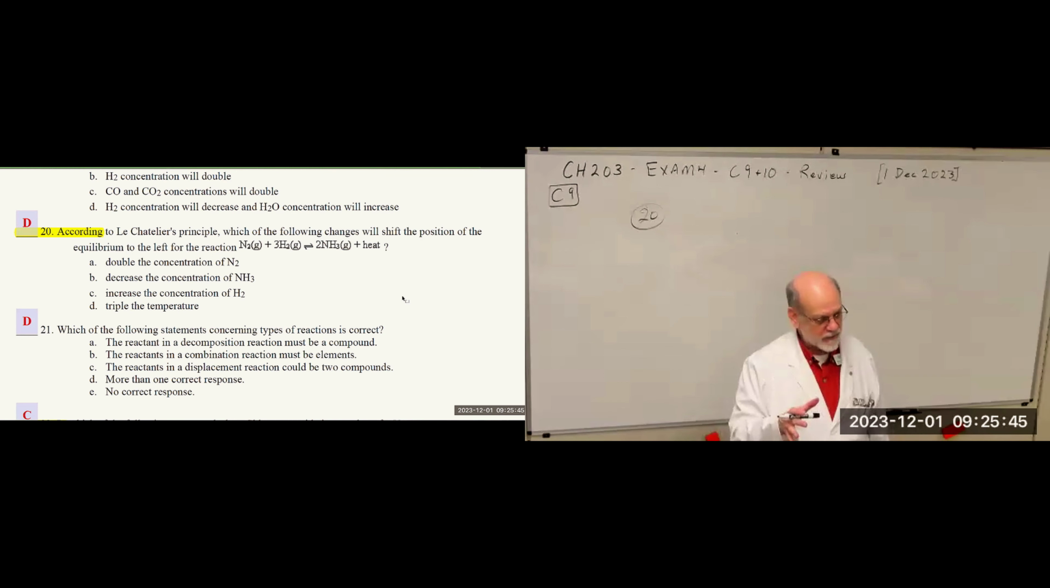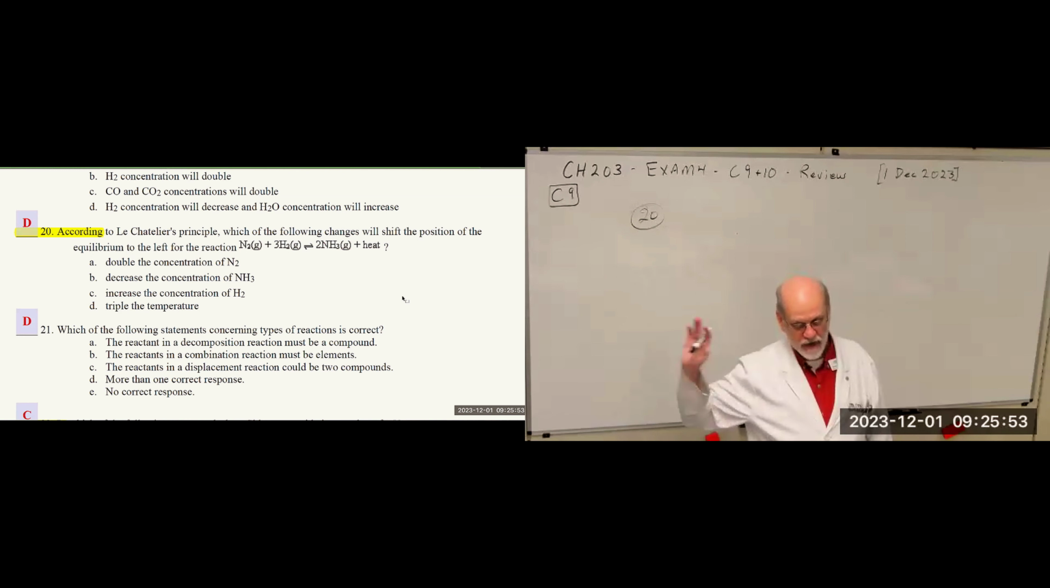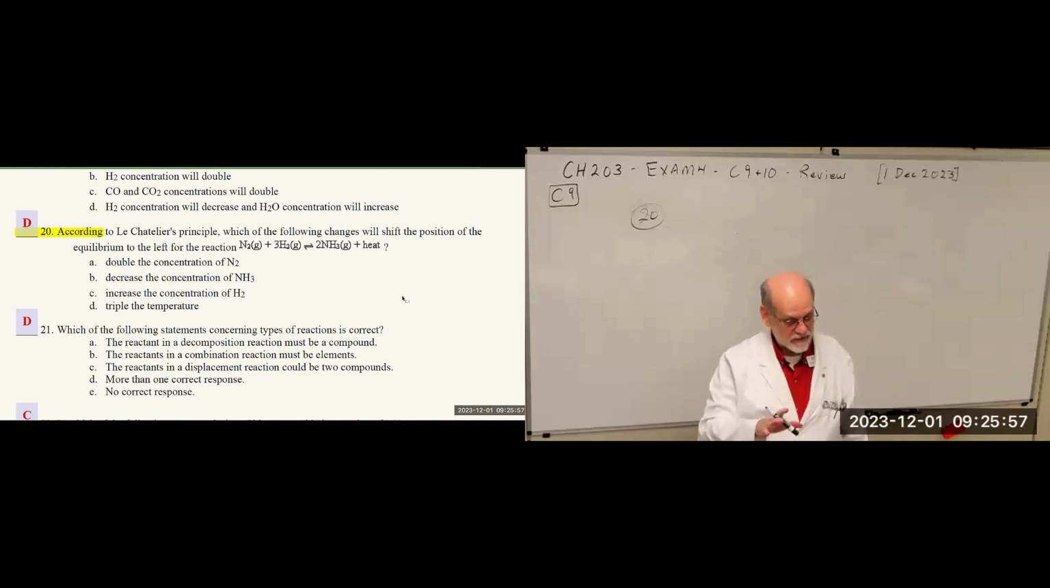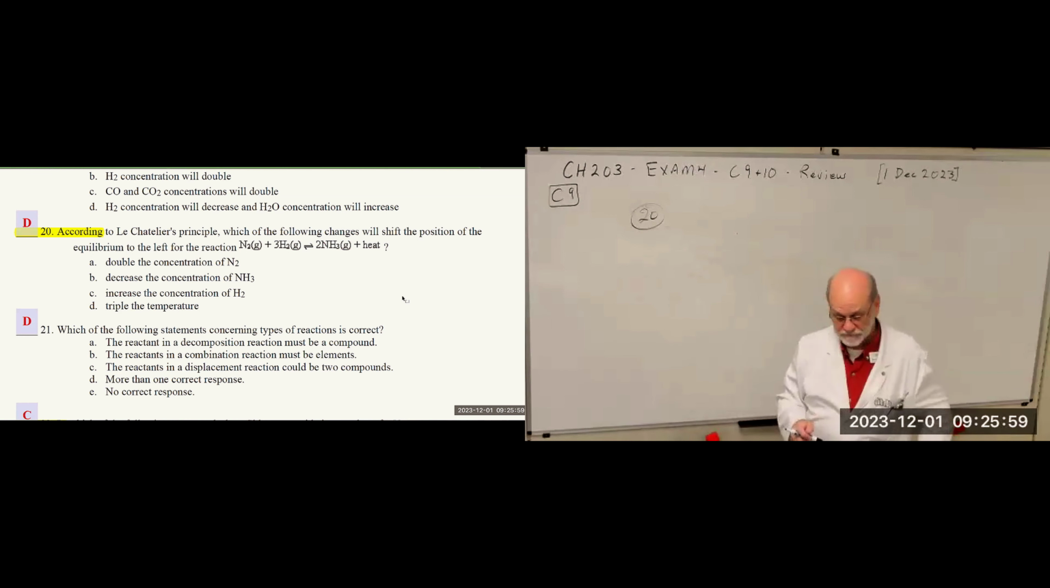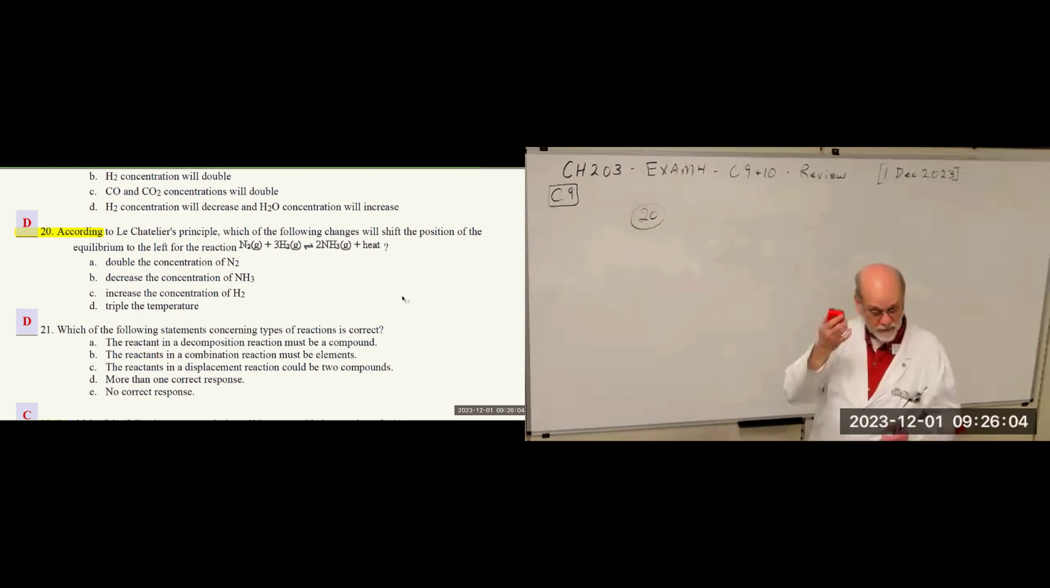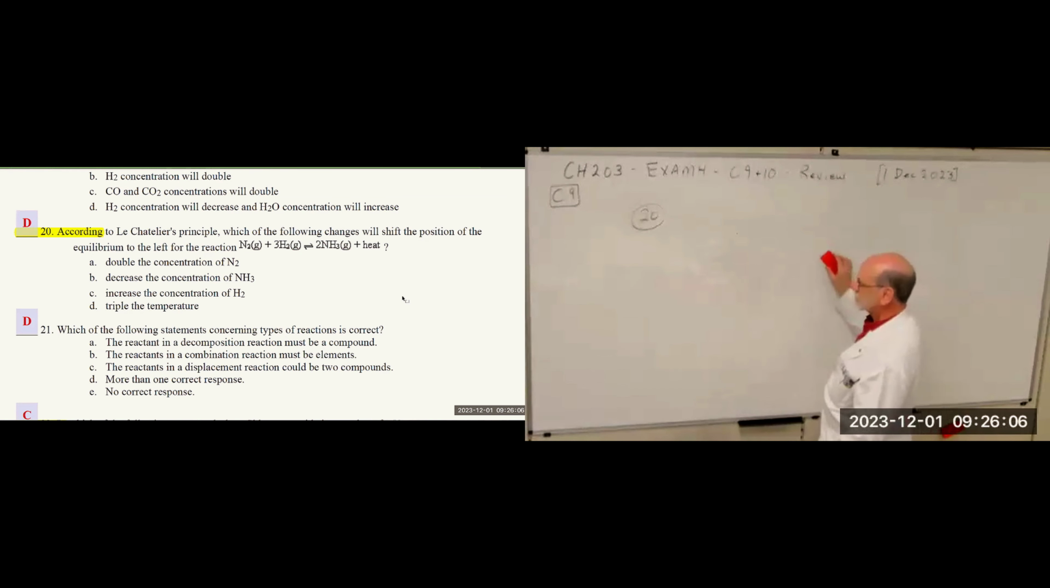This is an exothermic reaction. So heat is a product term. If we increase the temperature, we're going to add heat to the product side. That drives the reaction backwards. Right. So triple the temperature is the correct answer for this one. And that was Haber's problem when he was coming up with this reaction.